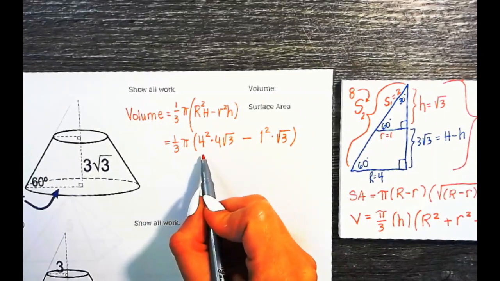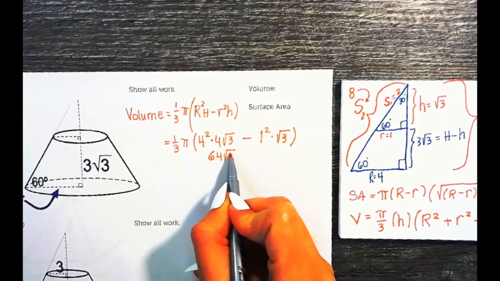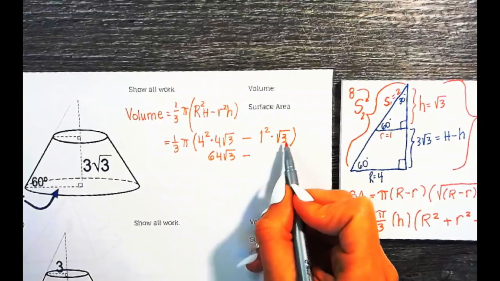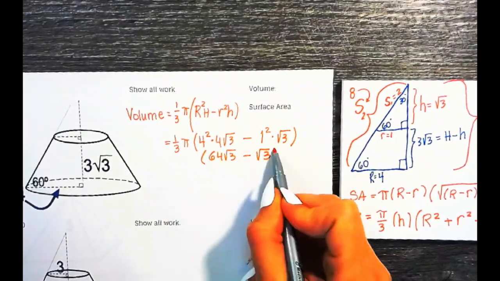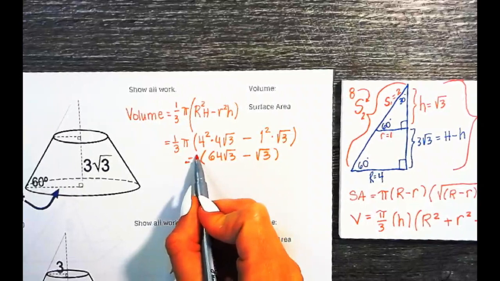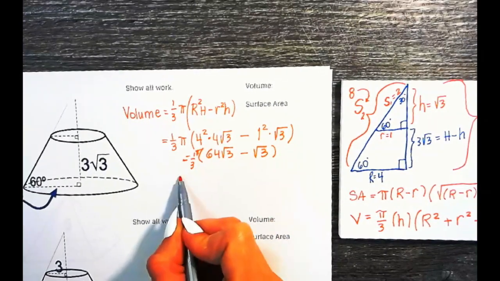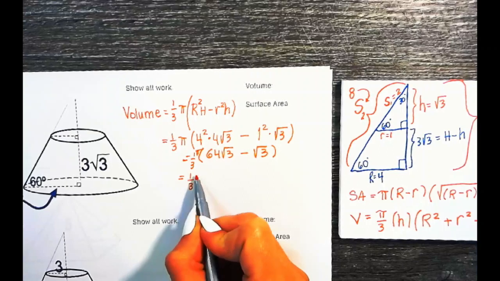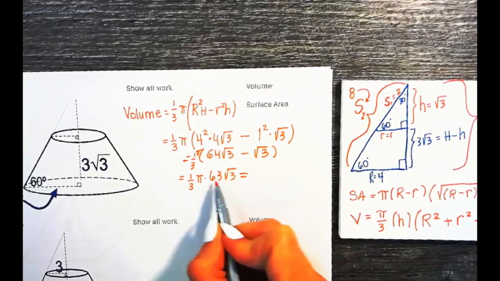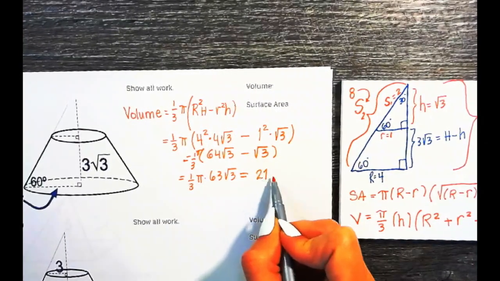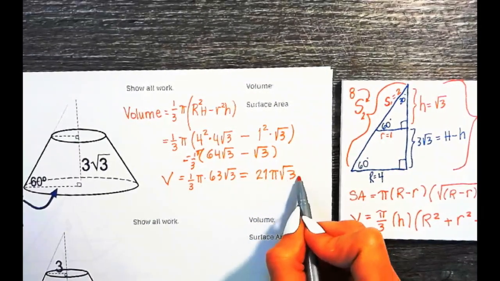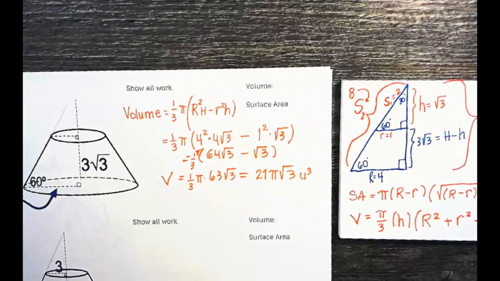16 times 4 is 64. 64√3. Minus 1 squared is 1. 1 times 1√3 is √3. That simplifies to 63√3. So then we have 1/3 pi of 63√3. 3 divides into 63 evenly, so we have 21 pi radical 3 for the volume of the frustum, units cubed, of course. There we go.